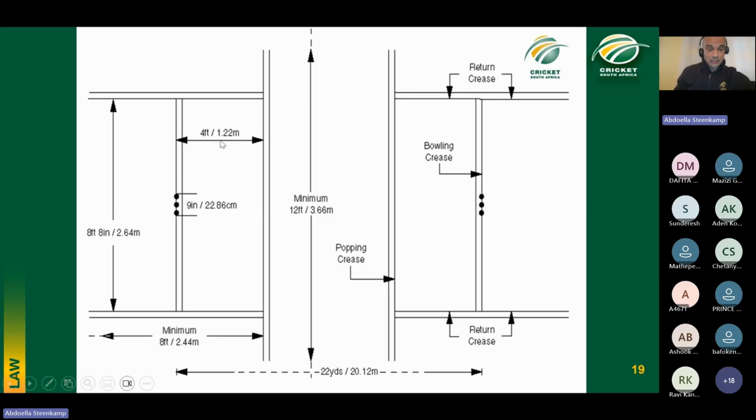And just a tip on how I memorize the lengths of my creases. I use this length, 1.22 meters, which is from the back edge of the bowling crease up until the back edge of the popping crease. If I multiply it by 2, I get 2.44 meters, which is the minimum length of my return crease. If I multiply 1.22 by 3, I get 3.66 meters, and that is the minimum length of my popping crease. So I use this one length to derive the measurements of two other lengths, i.e. the return creases and the popping crease.